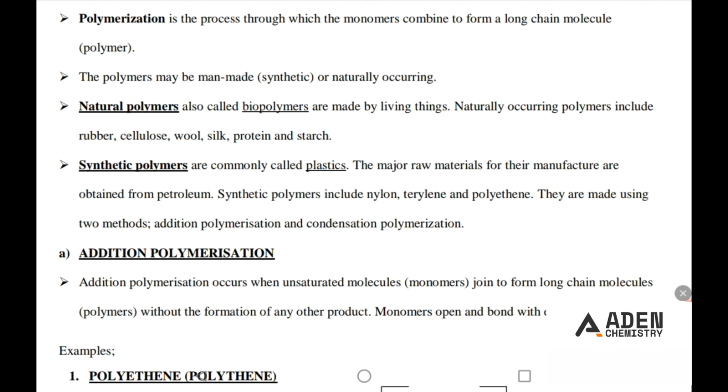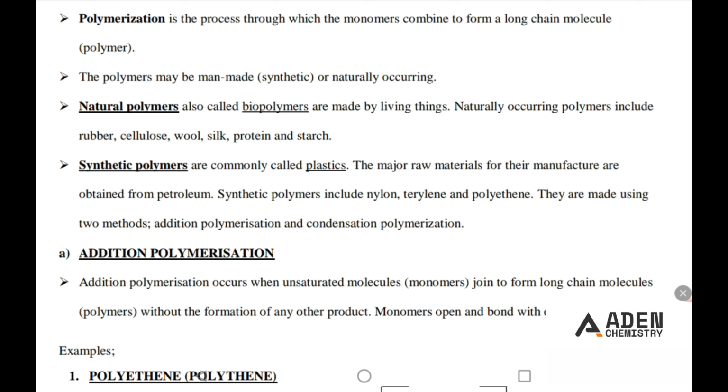Addition polymerization occurs when unsaturated molecules called monomers join to form long chain molecules known as polymers without the formation of any other product. In doing so, the monomers open and bond with each other. Next, we are going to see examples of polymers that are formed through addition polymerization.